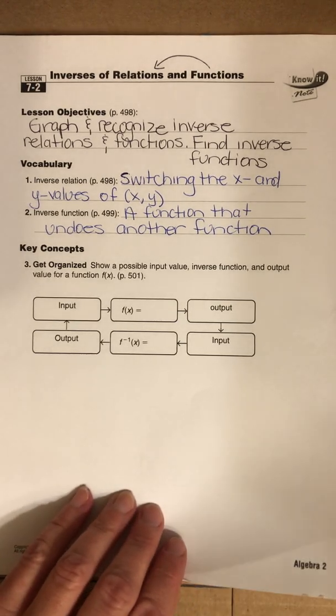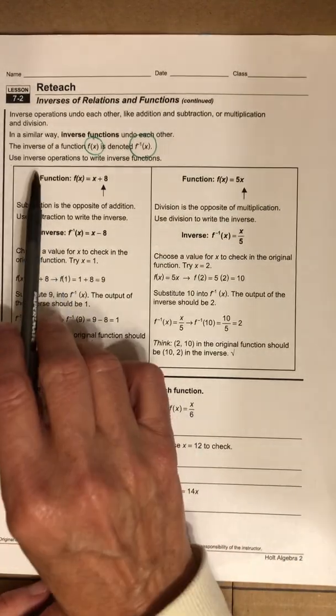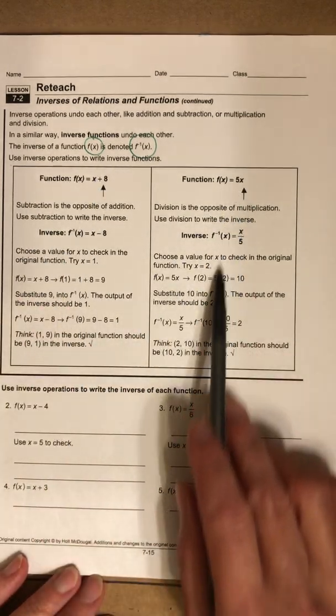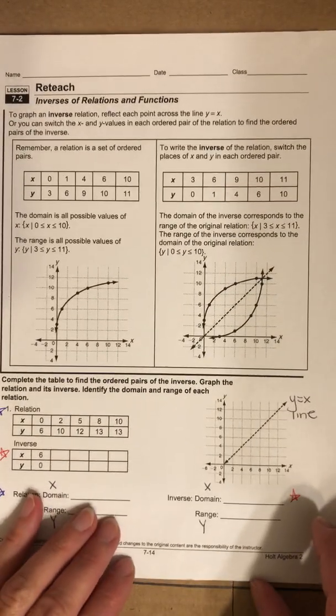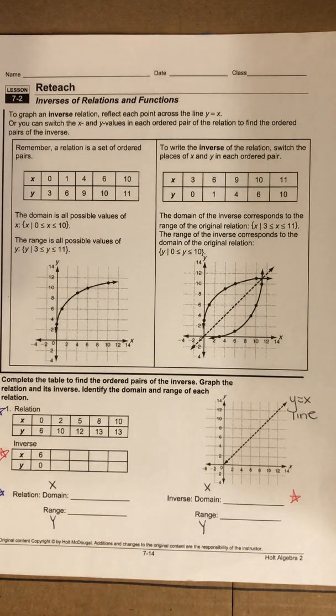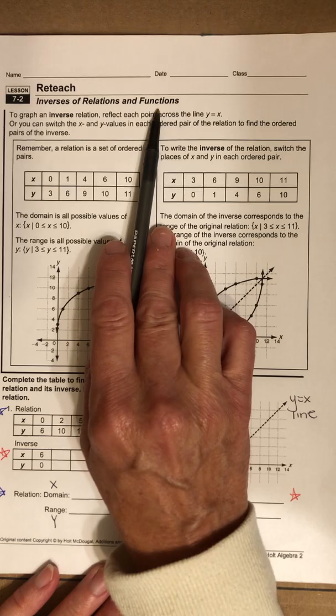So let's look at our next notes. Our next notes on 7.2 give us a lot of information here. Oh, sorry about that. That's the second page. Sorry. Here's your second page. There you go. Didn't mean to confuse you. Here you go. So, inverses of relations in functions.